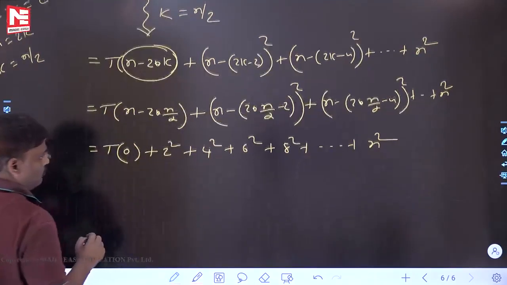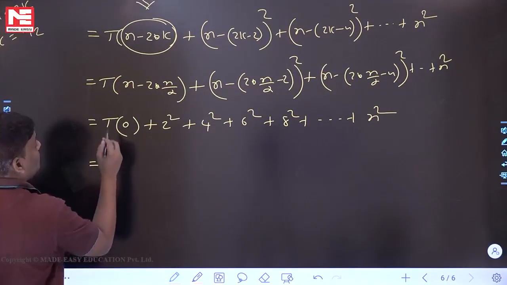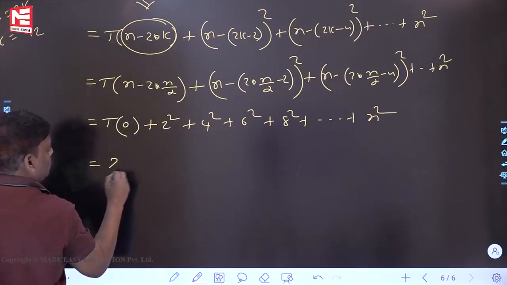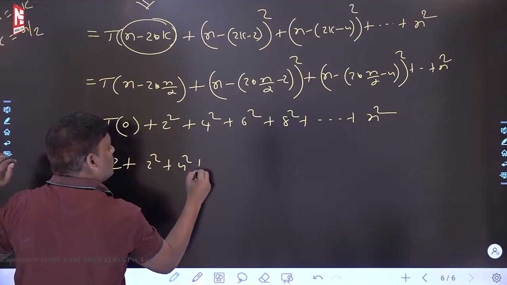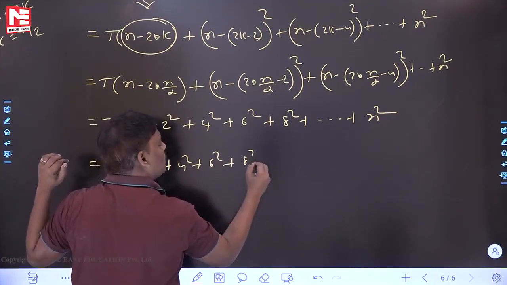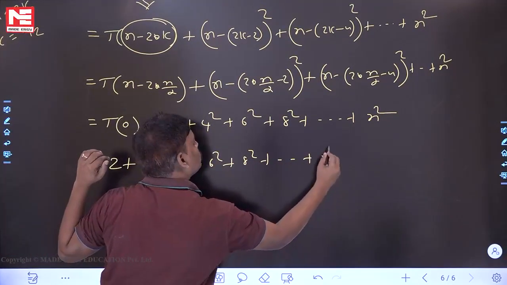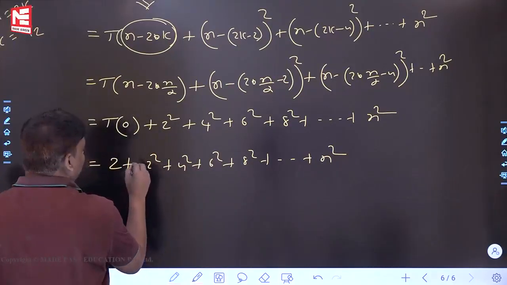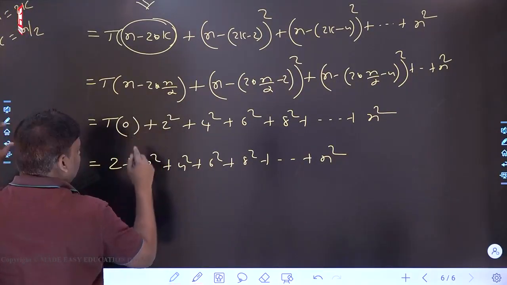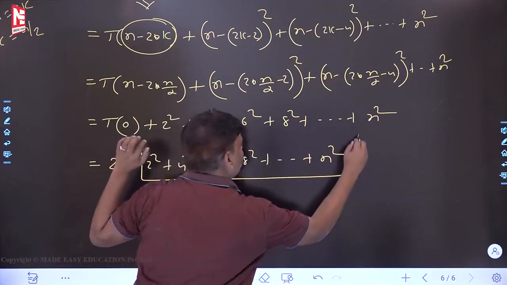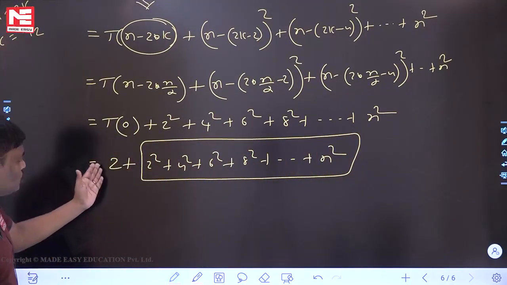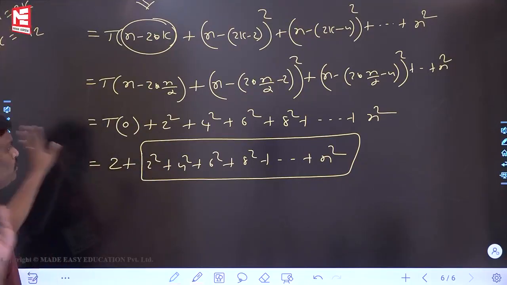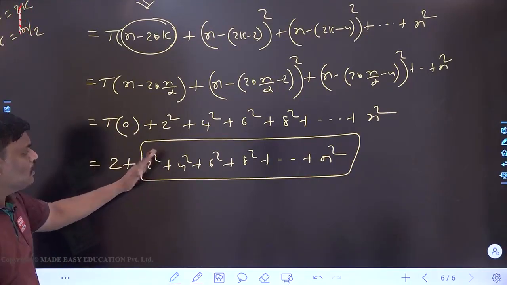Right? N square. So now can you help me, what is the T of 0? See the termination, 2 plus, 2 square plus, 4 square plus, 6 square plus, 8 square plus, and so on. Lastly, n square. Now the question is going to be, in this problem, we have to learn only how to solve this series. This is not part of the series. If at all possible, you can add this also. There is no objection at all. Whether you add this or not, it's up to you.